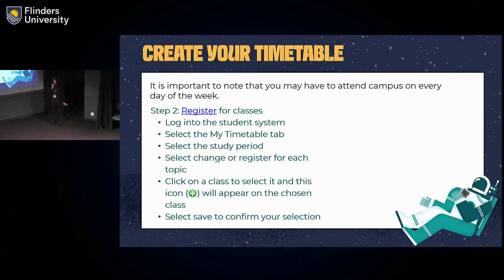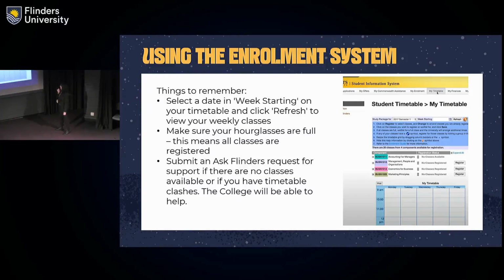So yeah, as I say, click on the class to select it and then the plus icon will appear on your chosen class and then select Save to confirm your selection. That will help you create your timetable. So on this page, what we wanted to do was just to give you a few tips and tricks because the timetable system is a little bit tricky to navigate sometimes.